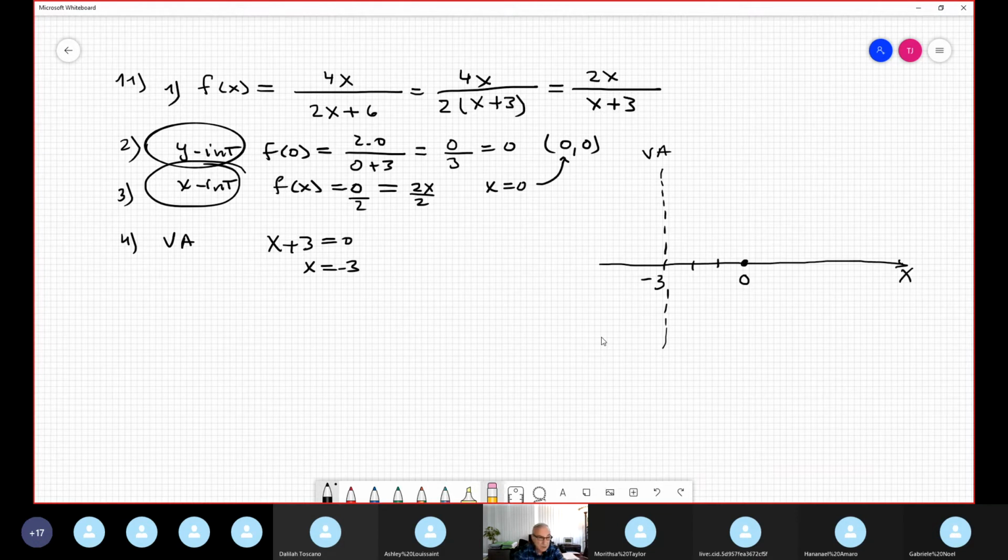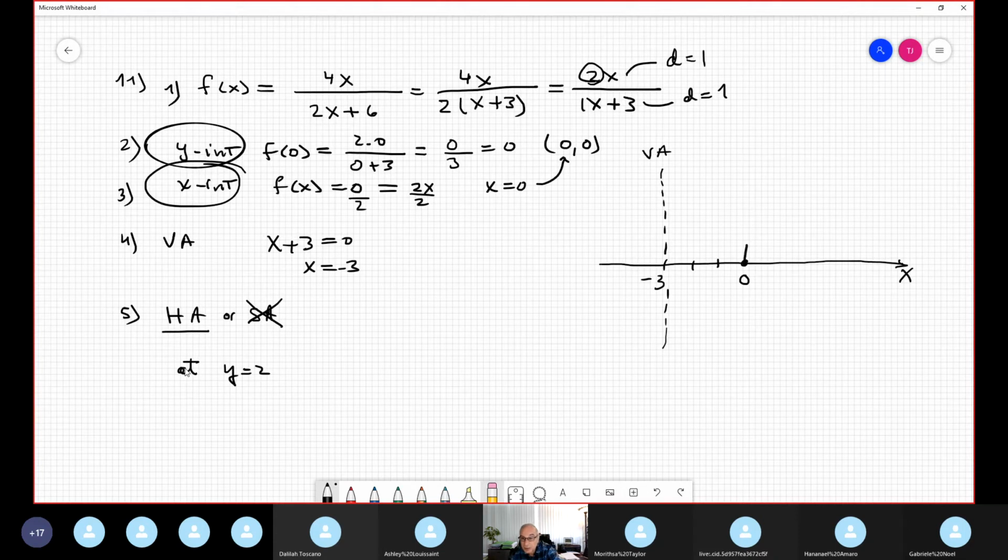Number 5 is horizontal or slant asymptote. In this case, it's obvious that we have a horizontal one because the degree of the top is 1 and the degree of the bottom is also 1. So yes, we have a horizontal asymptote, and we have no slant. y equals the division of these coefficients, divided by 1 here, invisible. So this is the moment I like to draw the y-axis. And 2 is here, 1, 2. And we have here the only horizontal asymptote that we have.